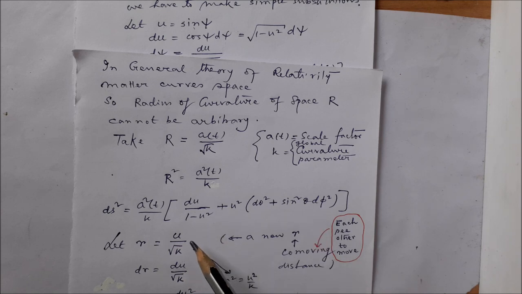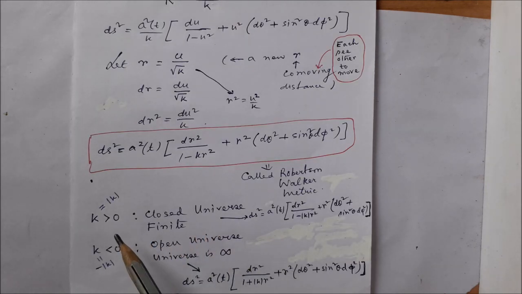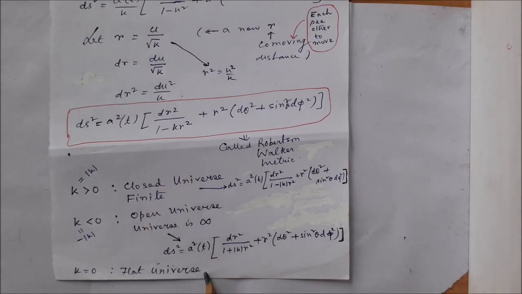And a final substitution of u by root k and call it small r. And this small r is called the co-moving distance, which is the relative distance between two observers both moving. And therefore, we end up with this metric, which is called the Robertson-Walker metric. Now, in this metric, k is an important factor which decides the fate of the universe. If k is greater than zero, that is, k is positive, then we have a closed universe, a finite universe. And if k is less than zero, that is, k is negative, then we have an open universe and the universe is infinite. And if k is zero, we have a flat universe.